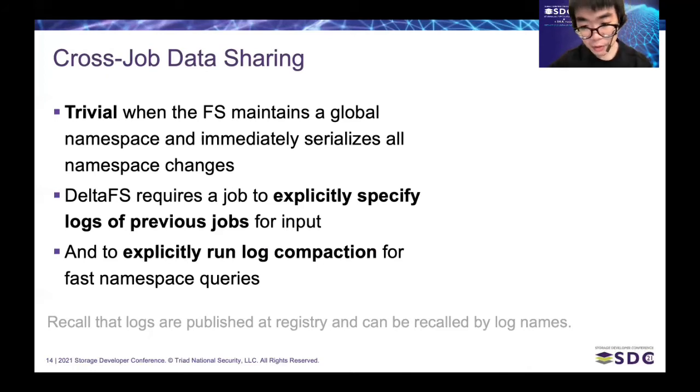But for DeltaFS, because there's no dedicated metadata server and no global namespace, DeltaFS requires jobs to explicitly specify the logs of previous jobs for input, and DeltaFS also requires the job to do explicit log compaction to make file system read operations fast. Traditionally, those compaction operations are executed implicitly by the dedicated metadata server on behalf of all the applications. Here in DeltaFS, the application needs to explicitly run it using the application's own resources.